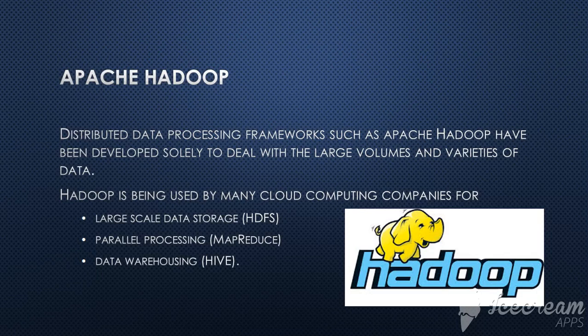Apache Hadoop is a distributed processing framework which has been solely developed to deal with the large volumes and varieties of data. Hadoop is being used by many cloud computing companies for large-scale data storage, parallel processing, and data warehousing, which has their own names like HDFS, MapReduce, and Hive. Hadoop is being provided as both private and public cloud service by several vendors today.